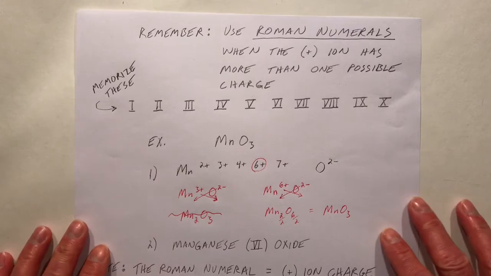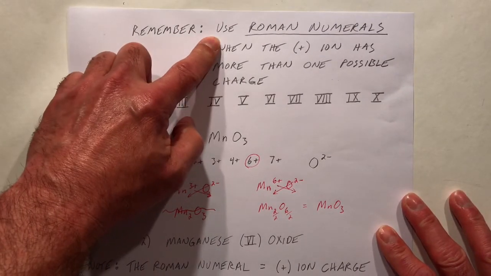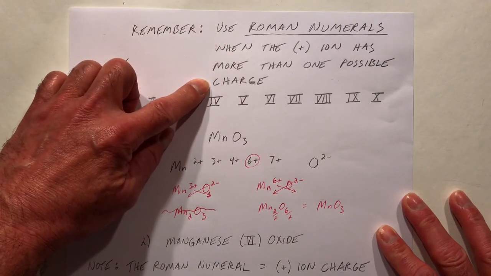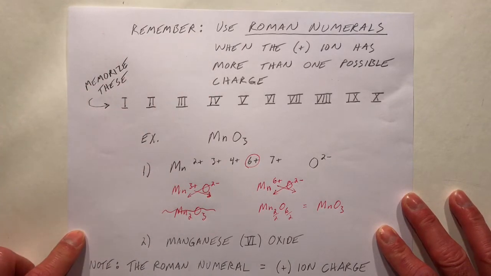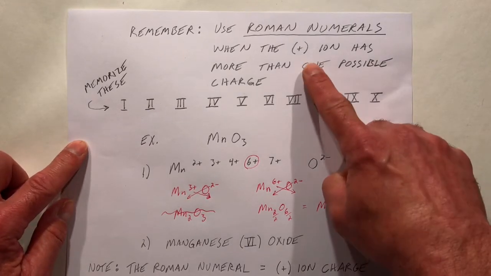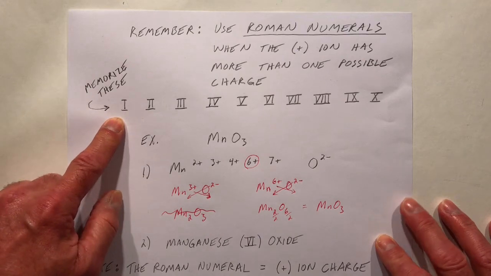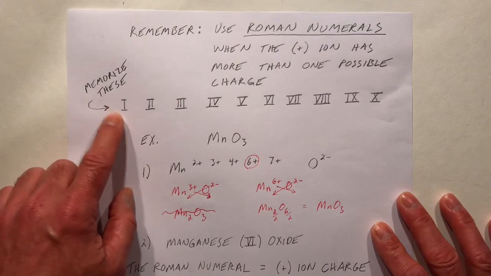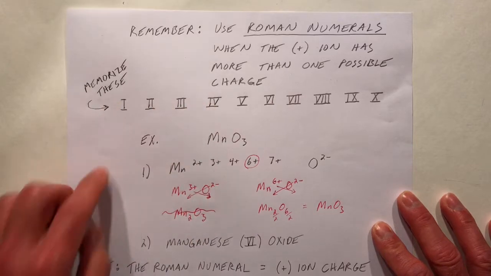All right, so it can get a little bit more complex, and we should pay attention to some of those complexities. One thing that we have to remember is that we should use Roman numerals when the positive ion has more than one possible charge. Now, we don't ever see this happening for a negative ion, but sometimes this happens for a positive ion. And then we indicate what the positive ion charge is by using a Roman numeral. So we rarely see charges greater than 10 positives. So we should memorize 1 through 10. 1, 2, 3, 4, 5, 6, 7, 8, 9, 10. These are the Roman numerals 1 through 10.